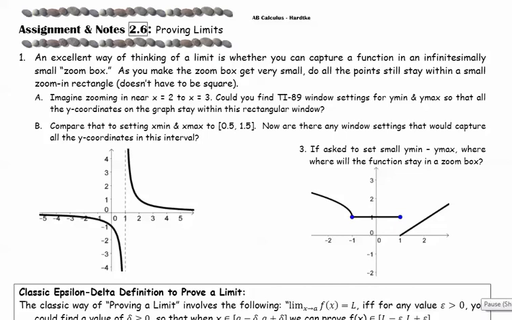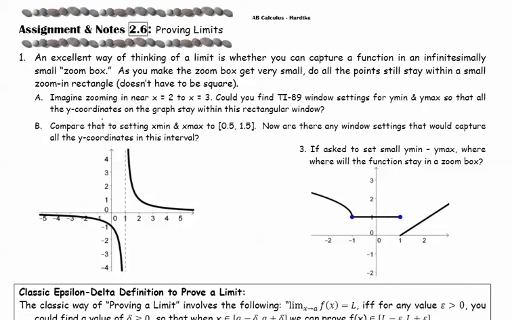In this assignment, we aren't going to complete proofs of limits using delta and epsilon, but we're going to get a better understanding of how you would set up such proofs. So the first comment here in our notes is the idea that you can think of a function reaching a limit if you're able to capture the y-coordinates in a zoom box.